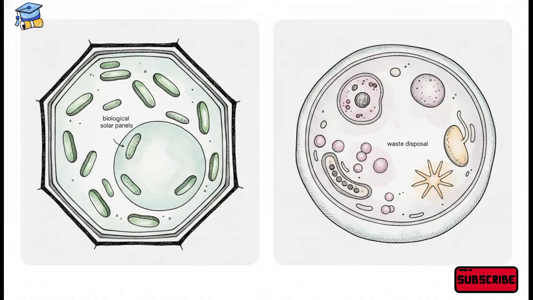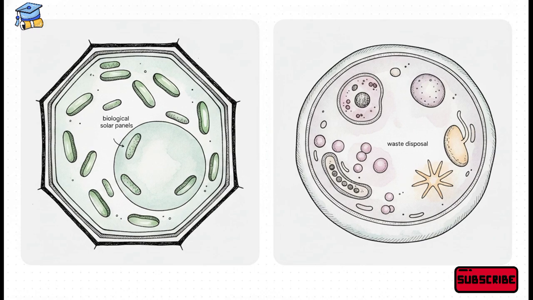Plant cells require a rigid structure to stand up toward the sun, right? So they have a tough cell wall made of cellulose just outside their membrane. They also have chloroplasts. These are incredible biological solar panels containing green chlorophyll that actively turn water, carbon dioxide, and sunlight into glucose. Plus, they have a massive central vacuole just to store water and minerals.